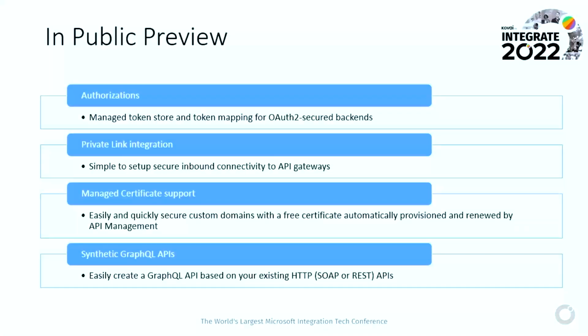So we'll start with some product updates. We have a bunch of things in public preview. I'll just quickly run through them. First and foremost, we have authorizations. It simplifies the process for managing authorization tokens to OAuth 2 backends. This enables APIs to be exposed with or without a subscription key. So currently you need to have a subscription key to expose your API to consumers, but with authorizations, that's not necessary.